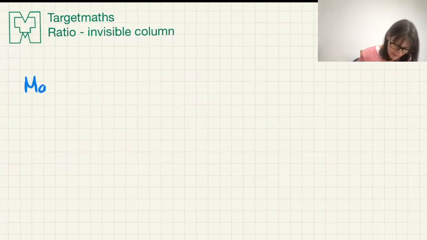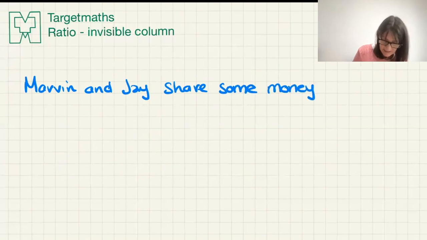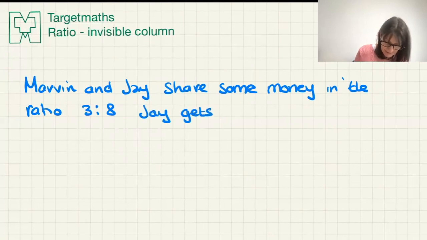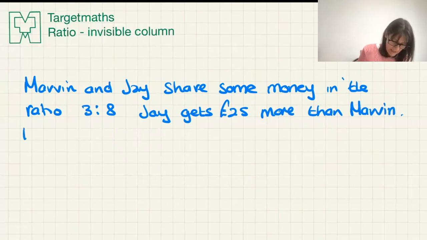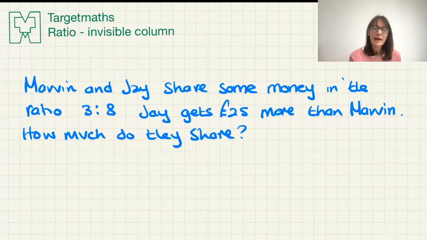So we're going to say Marvin and Jay share some money in the ratio 3 to 8. Jay gets £25 more than Marvin. Lucky Jay. How much do they share? Okay, so yeah, why not have a play with that? Have a think, do whatever feels right, and then hit play and we'll see how you got on with it.